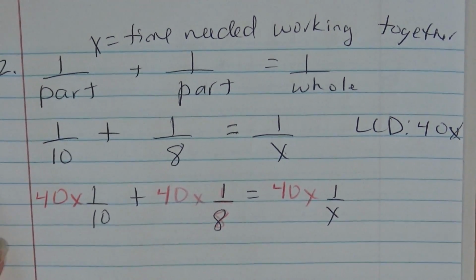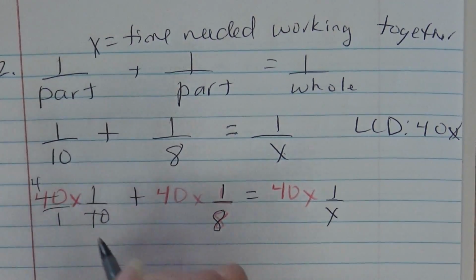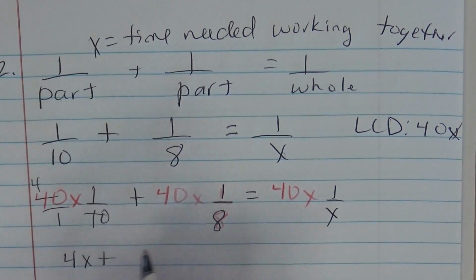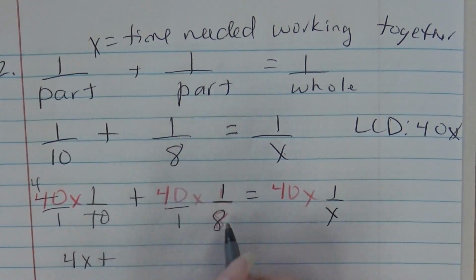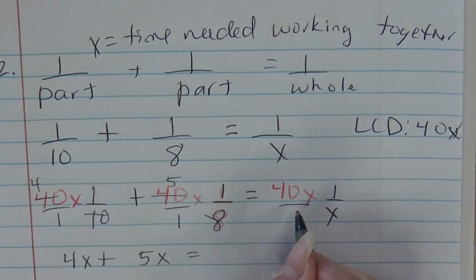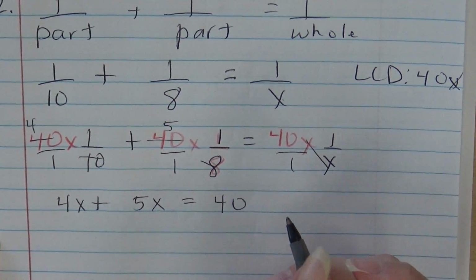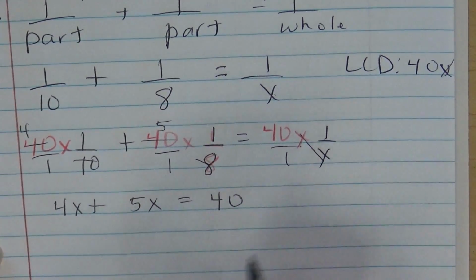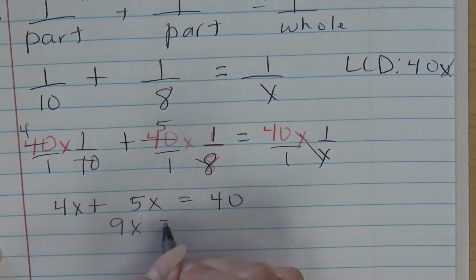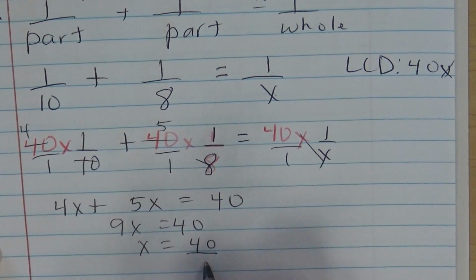Okay, so once I've got that written out, I can look for factors that can reduce. 10 goes into 40 4 times, so that leaves me with 4x. 8 goes into 40 5 times, that leaves me with 5x. X's cancel, I'm left with 40. So I have 4x plus 5x equals 40. That's 9x equals 40. Divide both sides by 9, x equals 40/9.